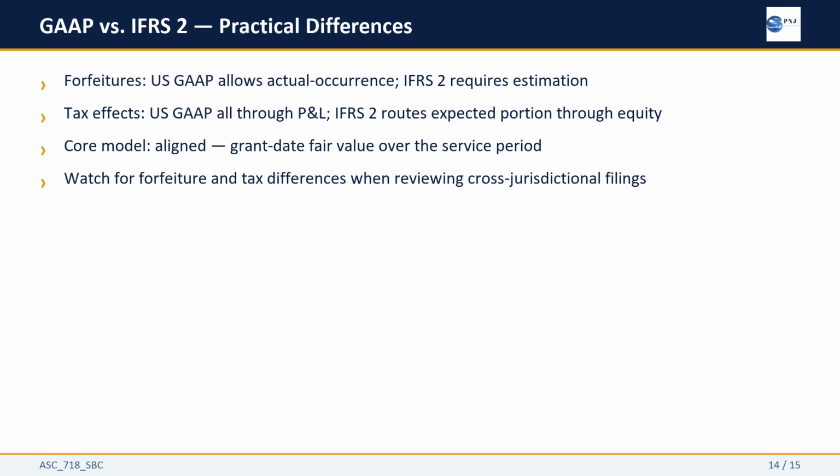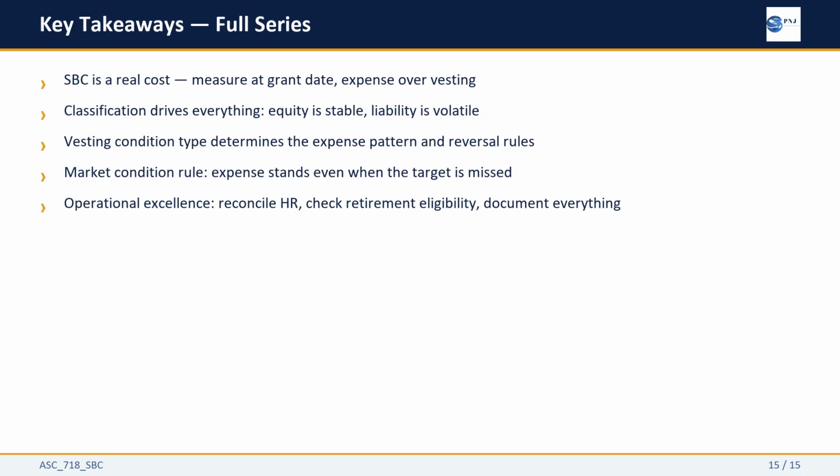On tax accounting, U.S. GAAP under ASU 2016-09 routes all excess benefits and shortfalls through income tax expense. IFRS 2 routes the expected tax benefit through equity, with only the excess going through profit and loss. This creates comparability differences in reported effective tax rates between U.S. GAAP and IFRS reporters. 6 sections, 1 framework.